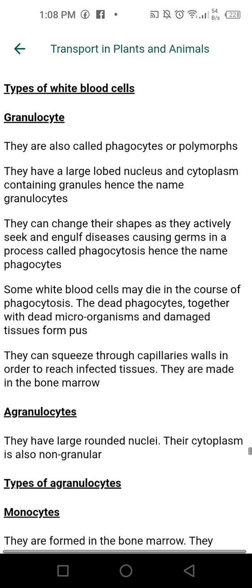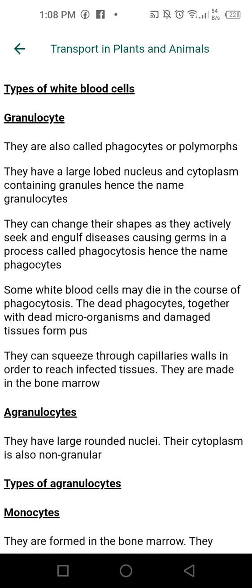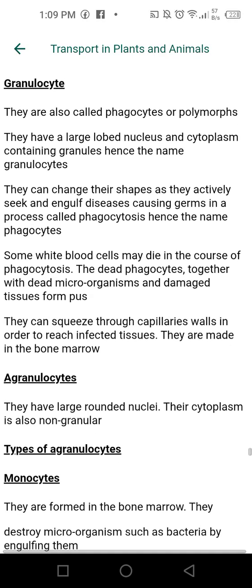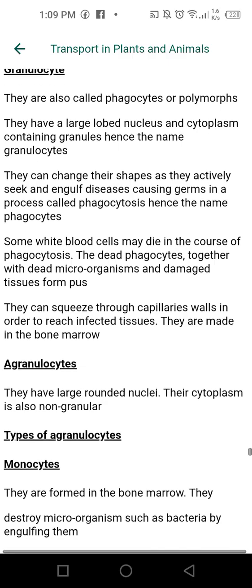Types of white blood cells. Granulocytes. They are also called phagocytes or polymorphs. They have a large lobed nucleus and cytoplasm containing granules, hence the name granulocytes. They can change their shapes as they actively seek and engulf disease-causing germs in a process called phagocytosis, hence the name phagocytes. Some white blood cells may die in the course of phagocytosis. The dead phagocytes, together with dead microorganisms and damaged tissues, form pus. They can squeeze through capillary walls in order to reach infected tissues. They are made in the bone marrow.